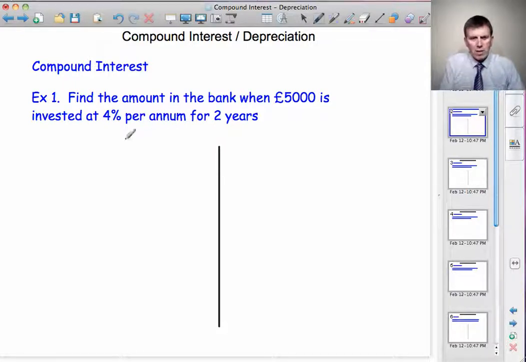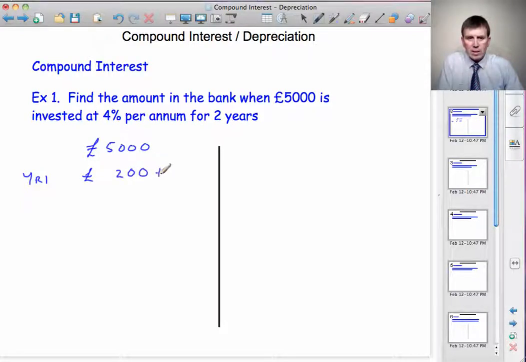So if we take our £5,000 and put it in the bank, in year 1 we get 4% interest. Well, 1% of £5,000, divided by 100, we see is £50. So 4% is 4 lots of 50, £200. So the interest in that first year is £200. And that gets added to what's already there. And so at the end of year 1 there's £5,200 in the bank.